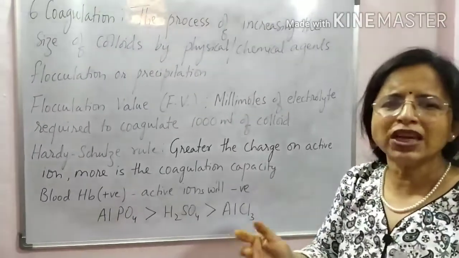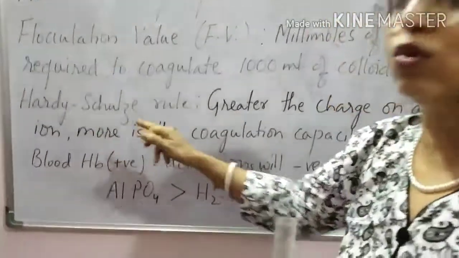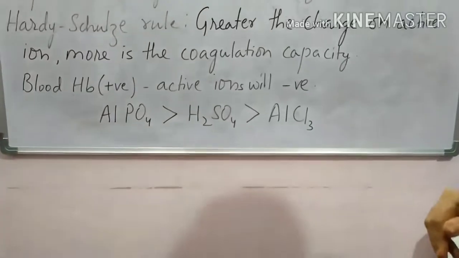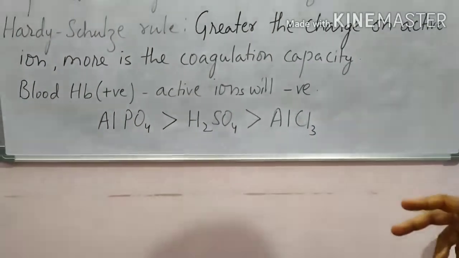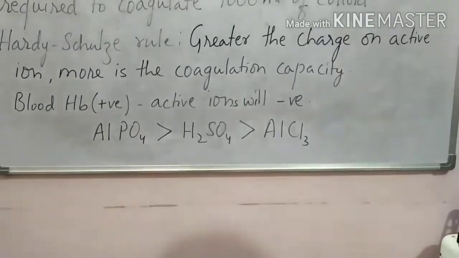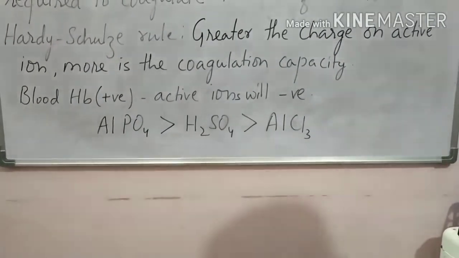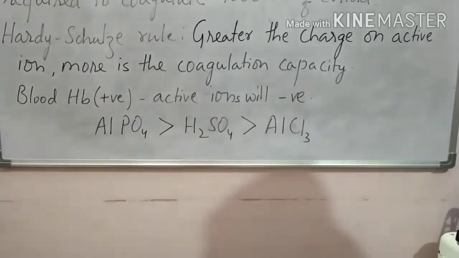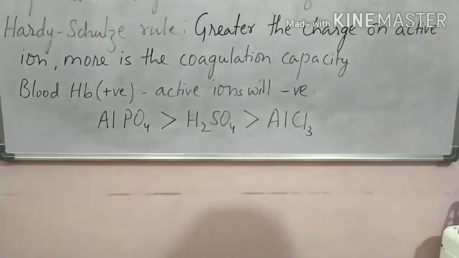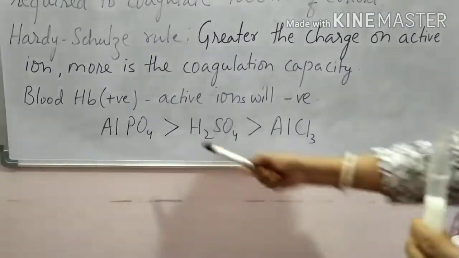Now this requirement depends on a rule given by Hardy and Schulze, and we call it the Hardy-Schulze rule. So coagulation के लिए what is necessary? The charge of the colloid. If the charge of the colloid is positive, the coagulating factor is going to be negative. If the charge of the colloid is negative, the coagulating factor is going to be positive. So based on that, Hardy and Schulze gave a rule. We call it the Hardy-Schulze rule.